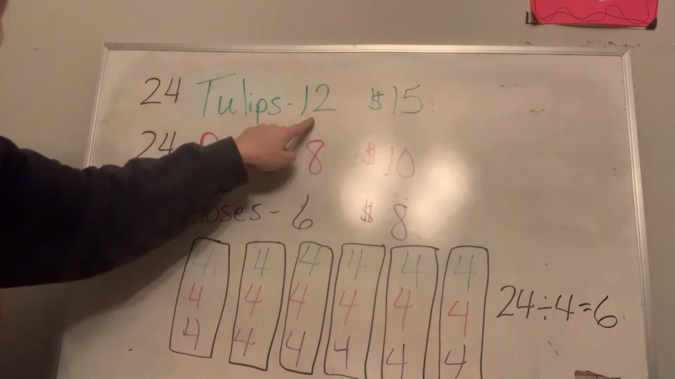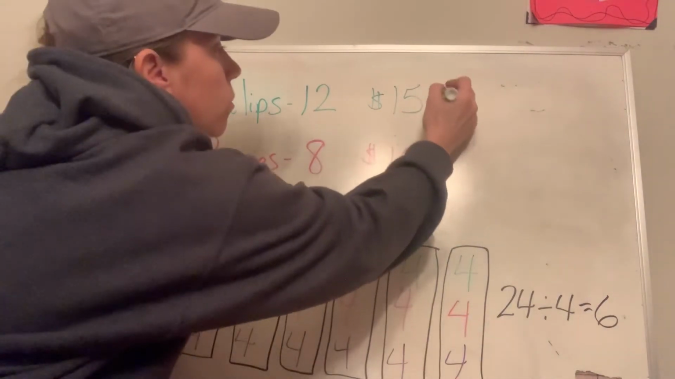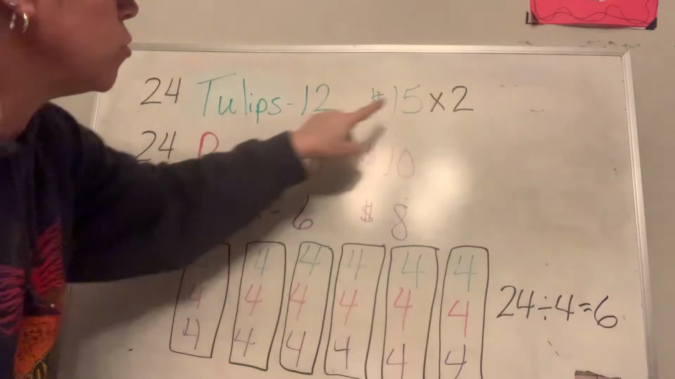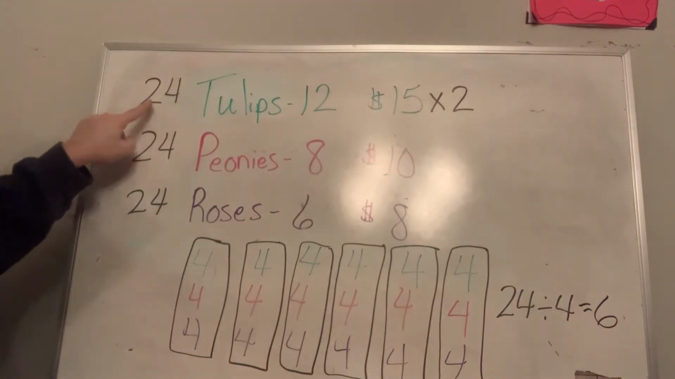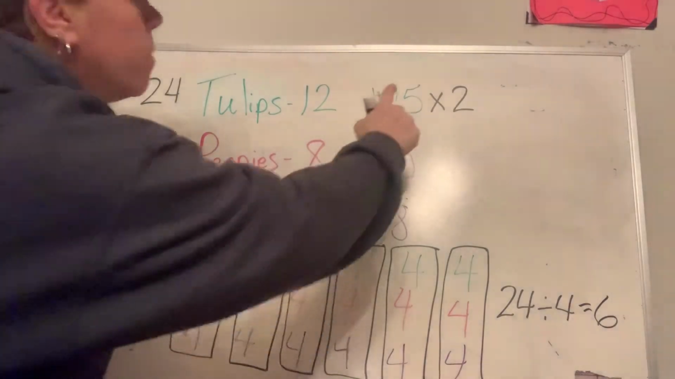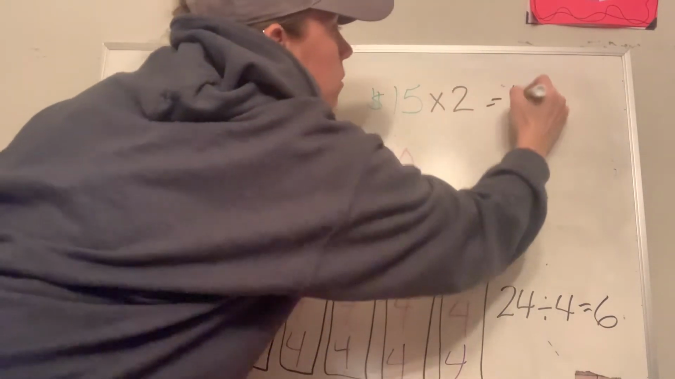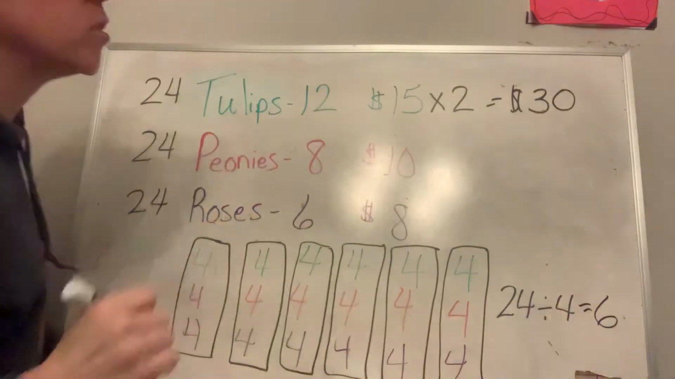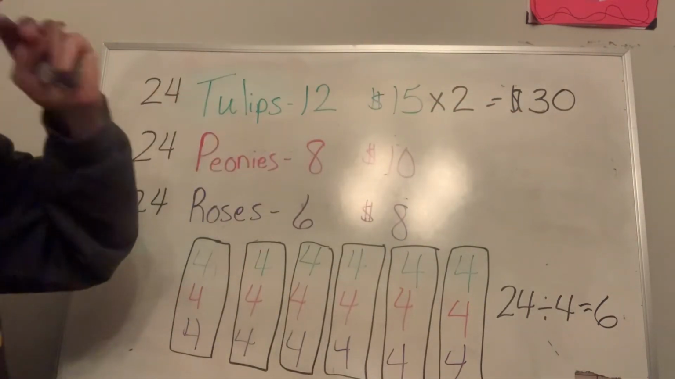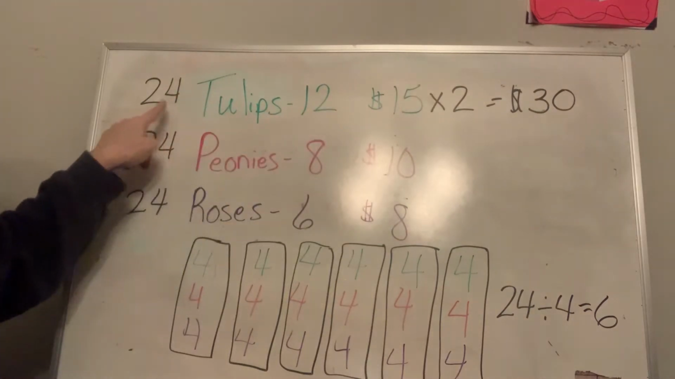24 divided by 12 will be 2. So I need 2 packs of 12 because 2 times 12 is 24. 24 divided by 12 is 2. Are you with me? So that will be $30. It'll cost me $30 to use 24 tulips. Remember, I have 2 packs of 12, which will be 24.